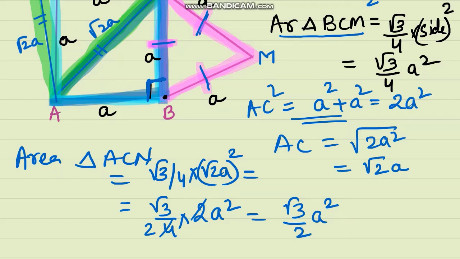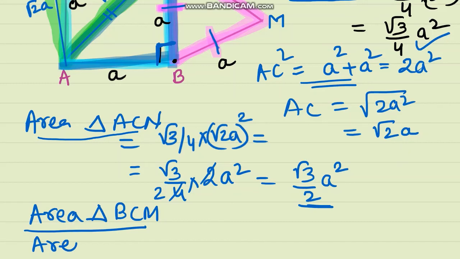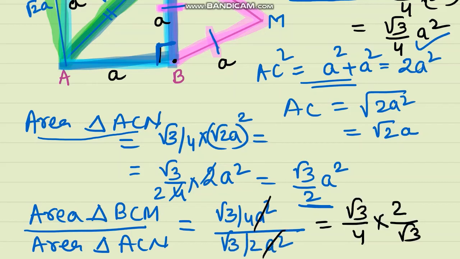So now children, let us see how much is the area of triangle BCM. See, area of triangle BCM is root 3 by 4 a square, and area of triangle ACN is equal to root 3 by 2 a square. Now let us find the ratio. How much is the ratio? Area of triangle BCM by area of triangle ACN. What we are getting? 2 twos are 4 and root 3 gets cancelled.